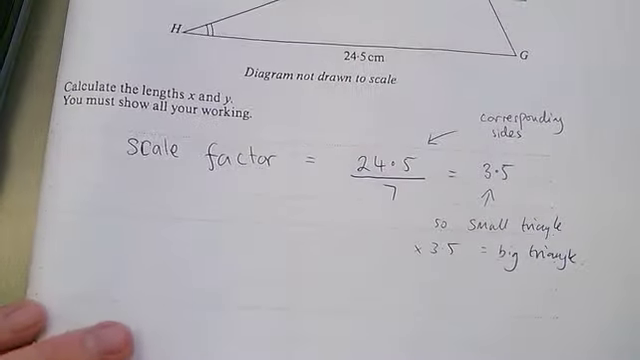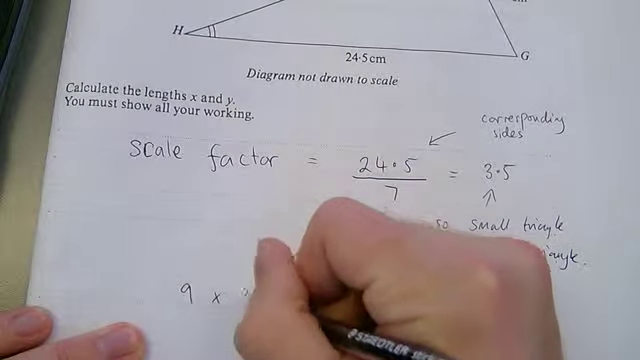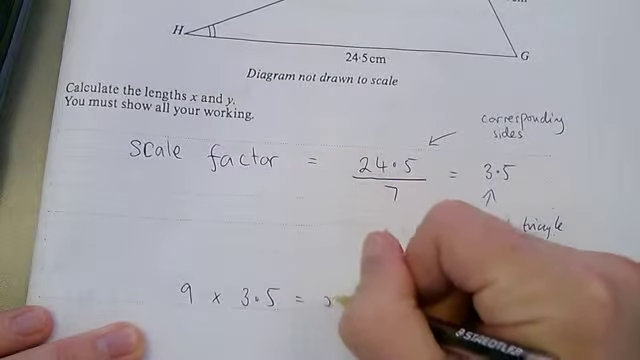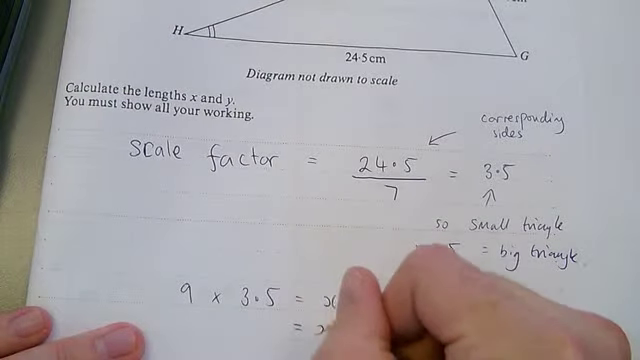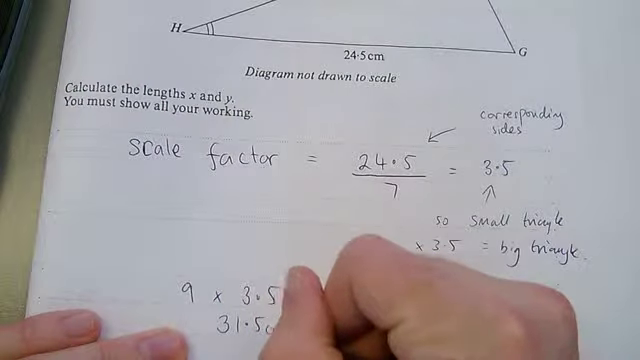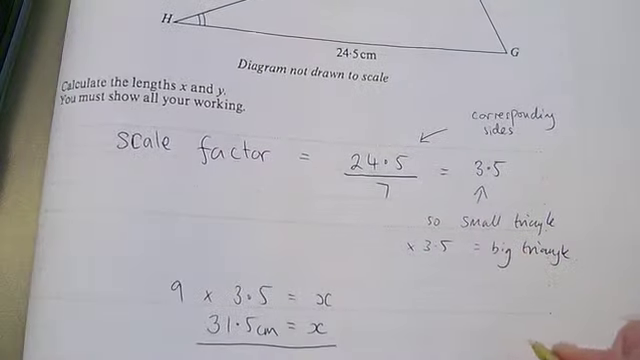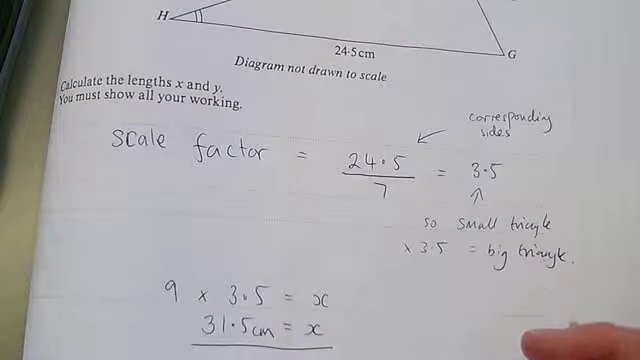So that means that 9 multiplied by 3.5 will equal what x was. So that equals whatever it is. 31.5, thank you. That'll be centimetres. Make sure you include centimetres, it's QWC. You've got to get pounds if it's pounds, centimetres if it's centimetres.